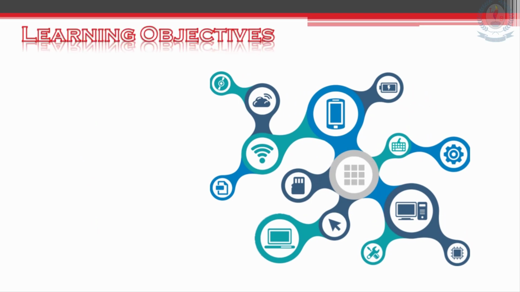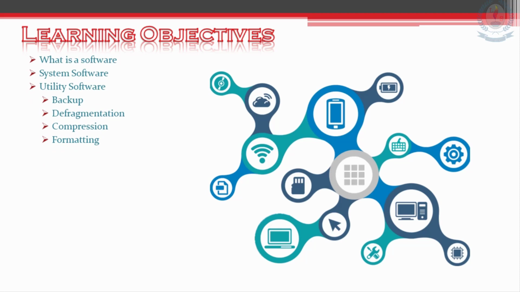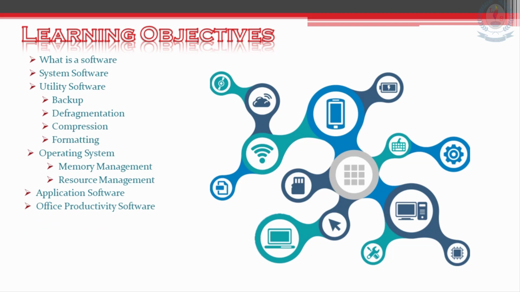From this video, you are going to study about what is a software and what is a system software and also utility software. Under the utility software, you will be able to learn about backup, defragmentation, compression and formatting. Next one is operating system. Under the operating system, you are going to study about memory management and resource management. Next one is application software. Last one is office productivity software. Under this, you are going to learn about word processing software, then desktop publishing software, spreadsheet software and database software.